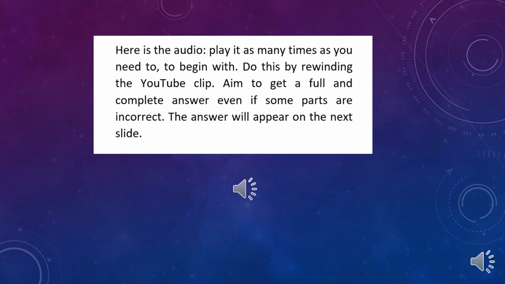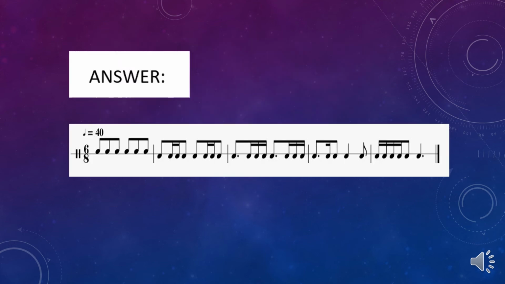Okay, I hope that was clear for you. I'm about to move to the next slide for the answer. So please make sure you have had a few rewinds here and you have tried to notate or transcribe this rhythm. Let's see what the answer is. Study it carefully. Take the time to study it. I would practice clapping it as well before you move on to the next transcription.